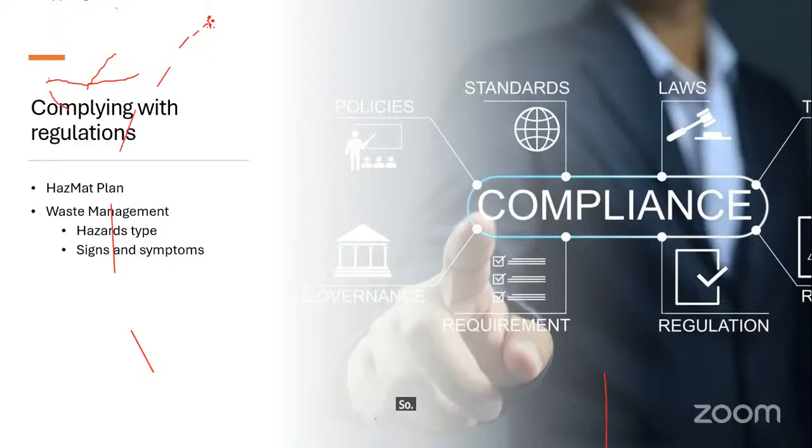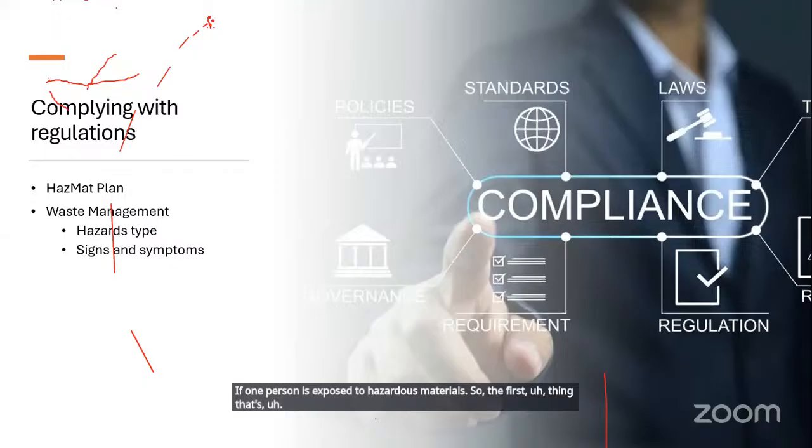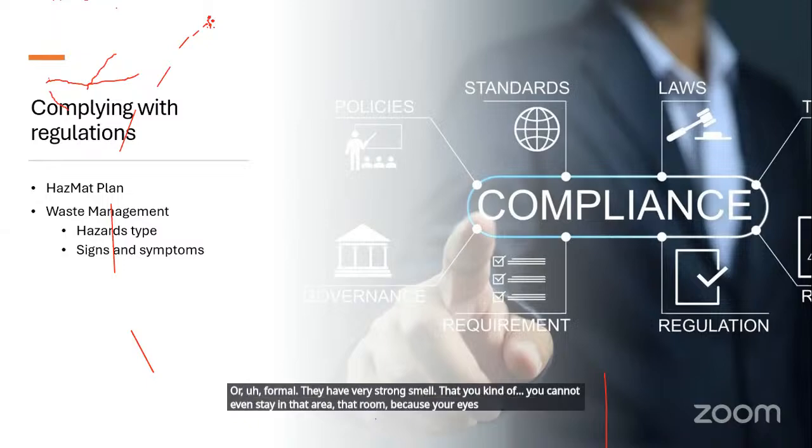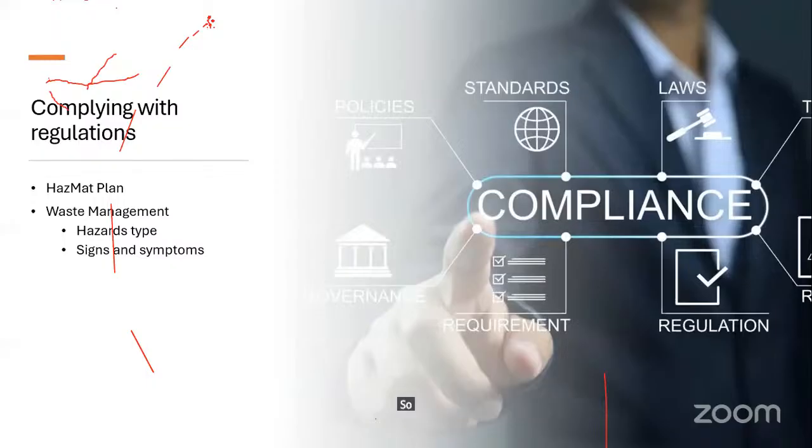So what kind of signs or symptoms do we have if one person is exposed to hazardous materials? The first thing is that it depends, of course, on the chemical. If you're dealing with xylene or formalin, they have a very strong smell, so you cannot even stay in that room, because your eyes will be teary, you have a sore throat, you start coughing, and your nose runs. So these are the signs and symptoms, and you start coughing because of the exposure to formaldehyde.